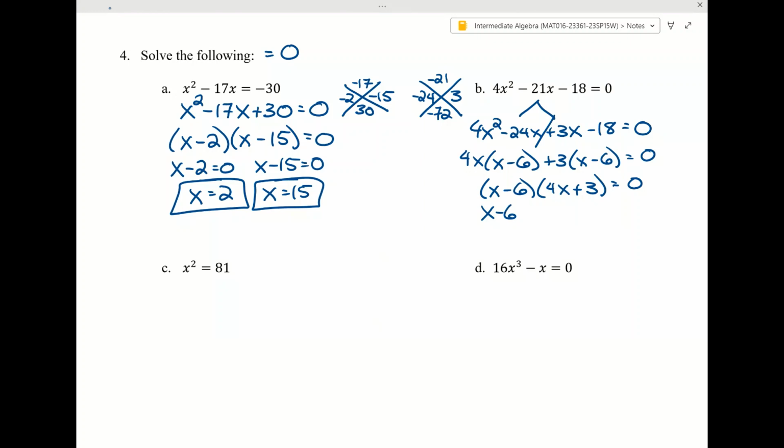And then like we've done before, you just make it equal to 0 and solve. So x would be 6. And x would be negative 3/4.